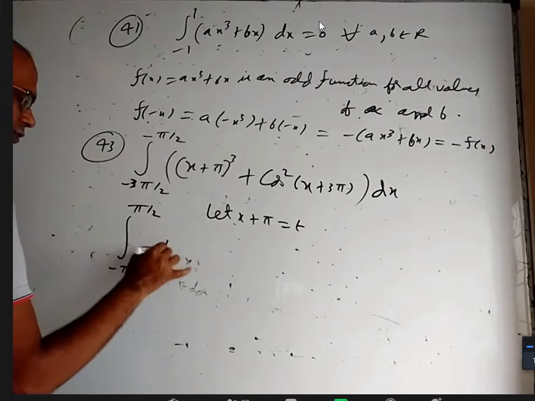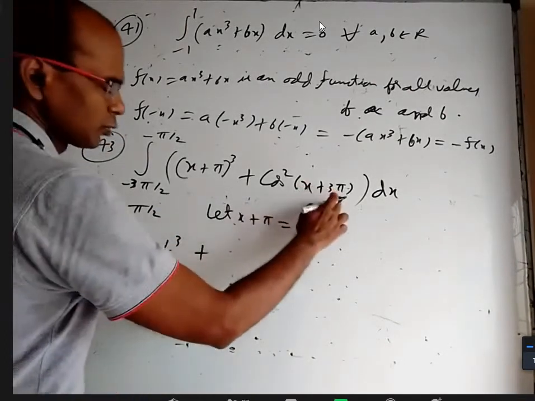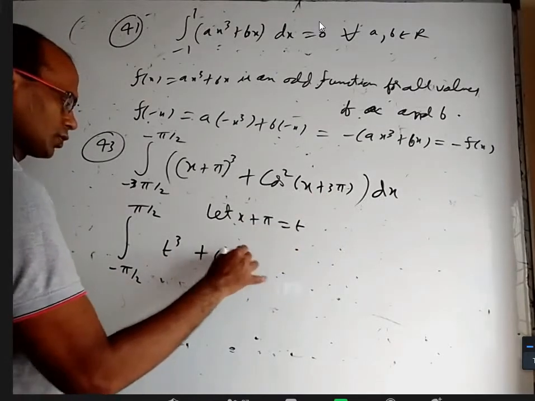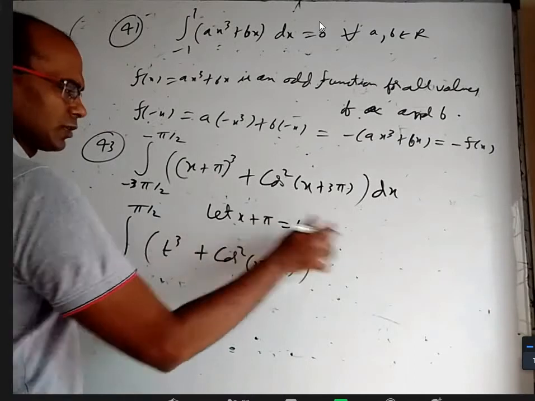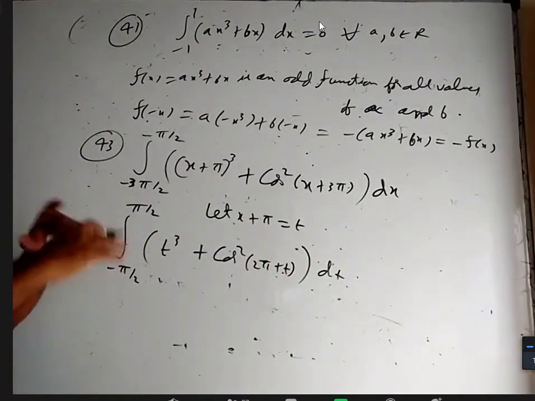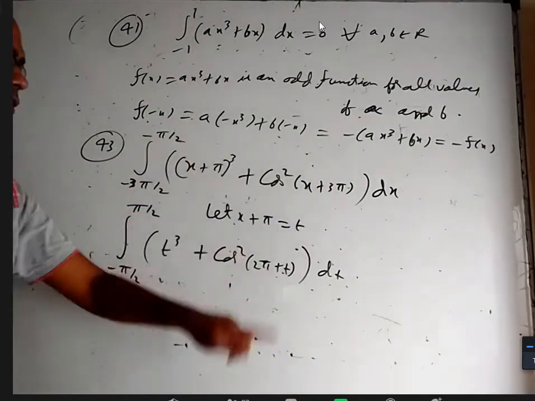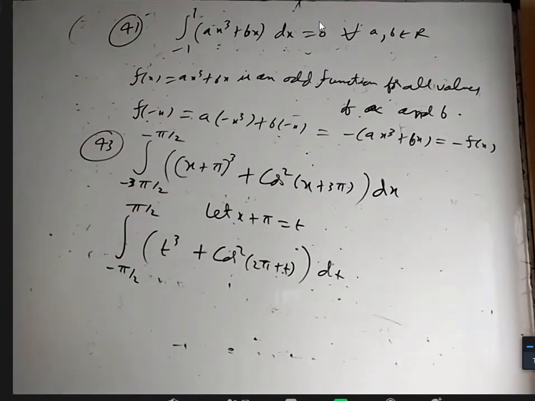x plus pi will become t cube. This will become 2 pi plus t, so cos square (2 pi plus t). And dx will be dt only, because differentiating doesn't change it. So whenever I take something as t, I have to convert everything into t. dx I have to change. Everywhere x is there, I have to change. Lower limit, upper limit also I have to change accordingly.